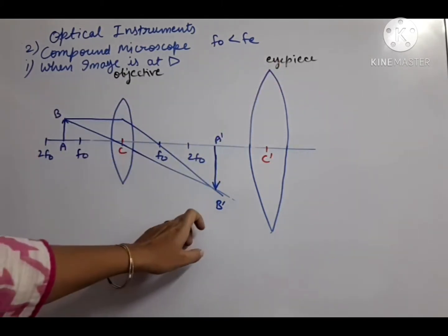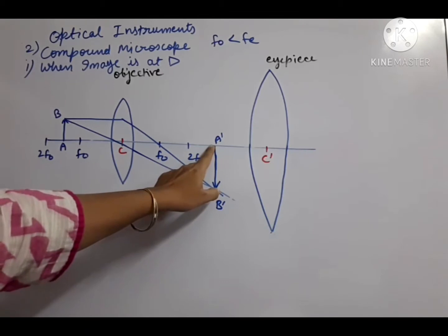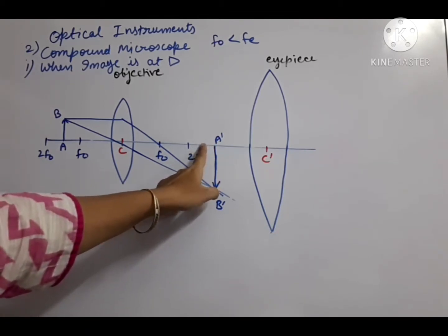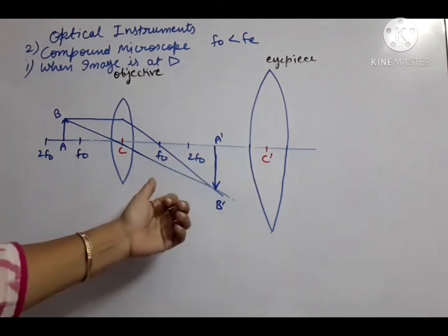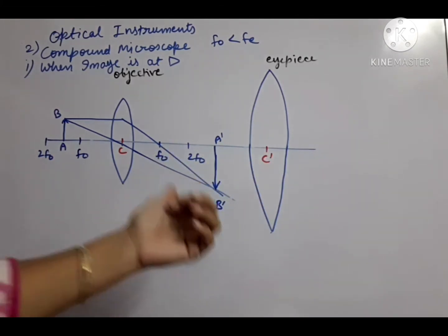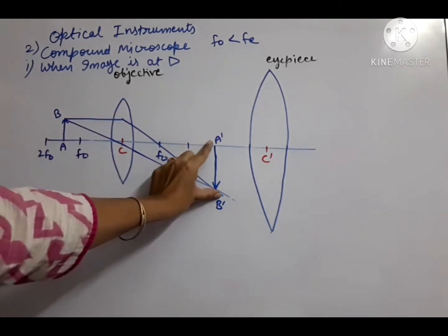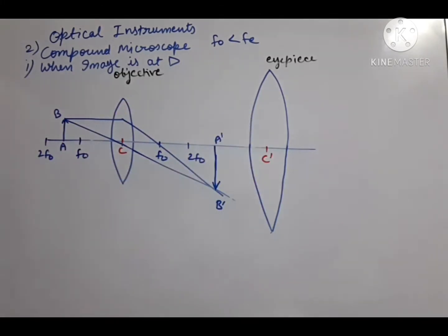Now when is it possible? When the object is placed between the focus and the optical center, then the image is formed on the same side as the object. So now forget about this diagram, only remember that this is the object for this lens.